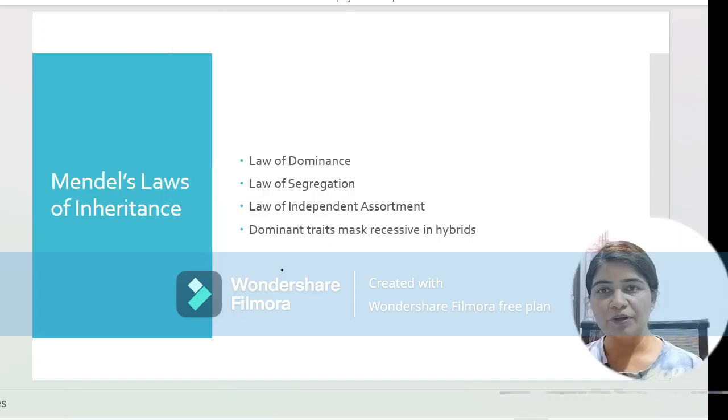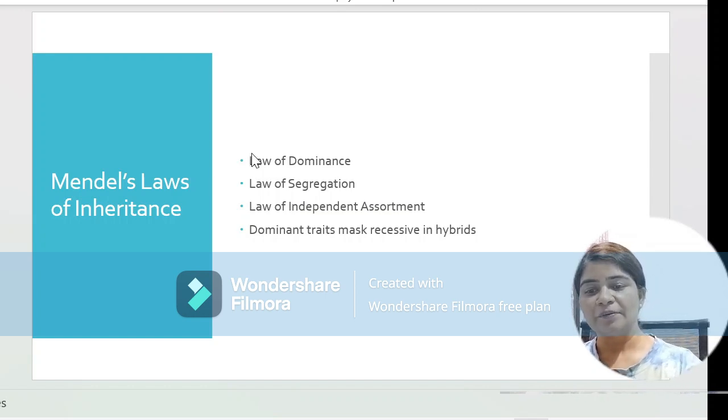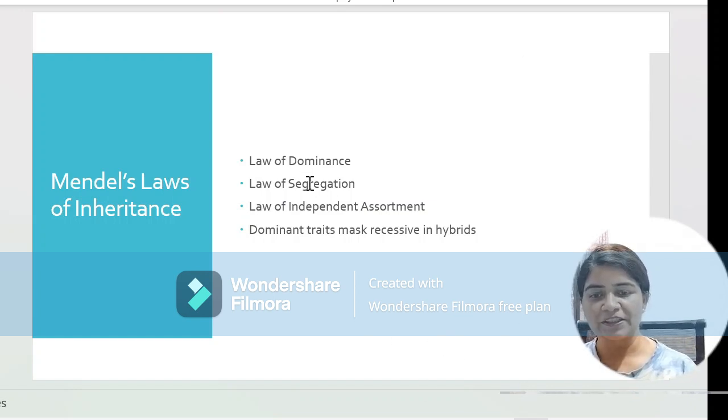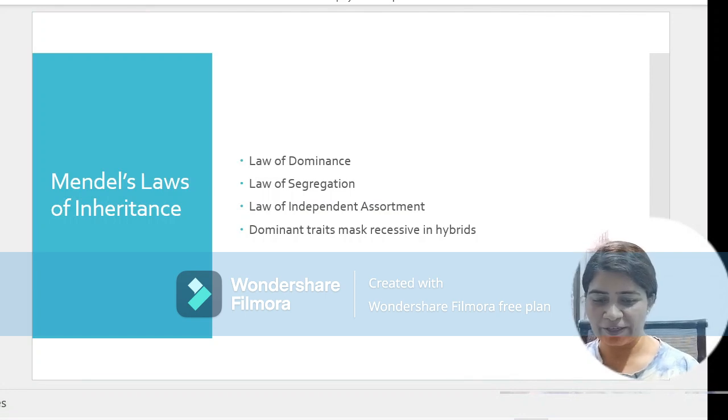And because of this work that he did, he made certain laws. He worked on 3 laws, and these laws are called the laws of inheritance, where number 1 is the law of dominance, number 2 is the law of segregation, and third is the law of independent assortment. Law of independent assortment, as you can see.